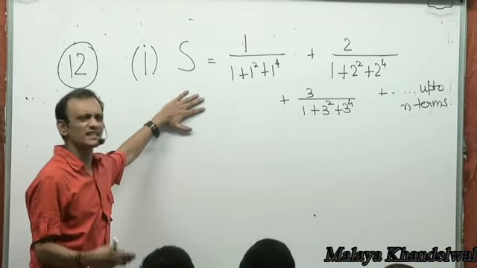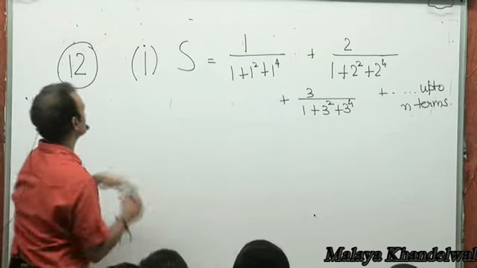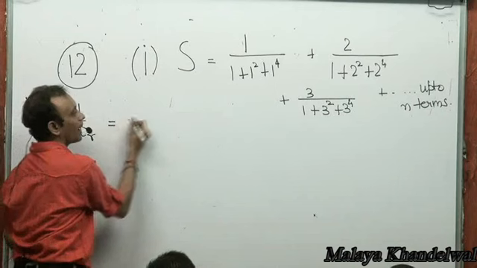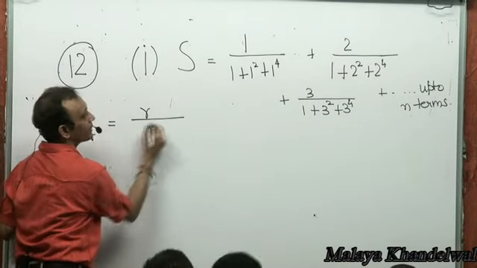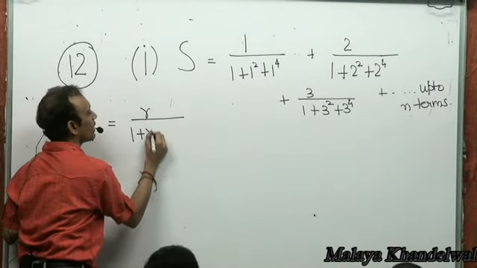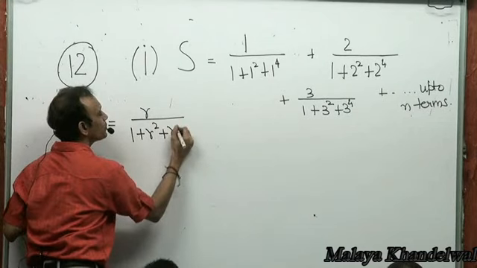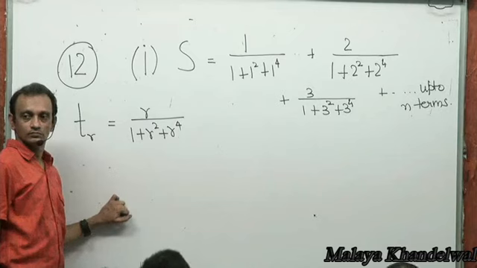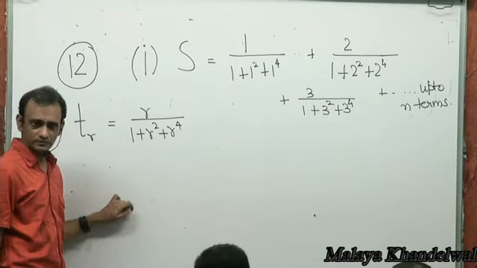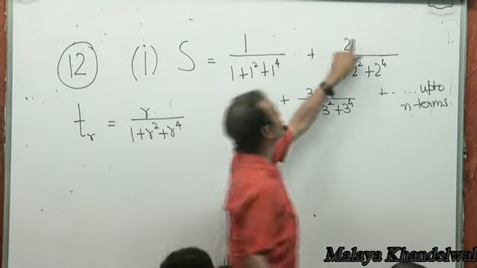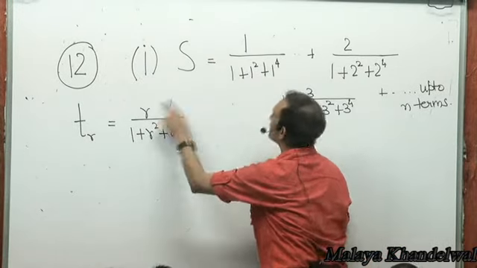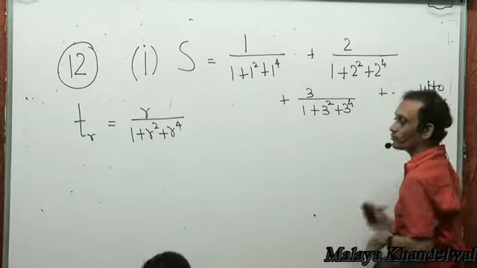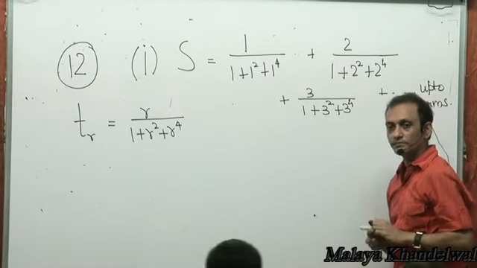So designate the rth term first, right? The rth term is going to be r divided by 1 plus r squared plus r to power 4. Yes or no? Clear? See, 1, 2, 3, the rth term will have r, and then 1 plus r squared plus r to power 4, 1 plus r squared plus r to power 4, and so on and so forth. Right?